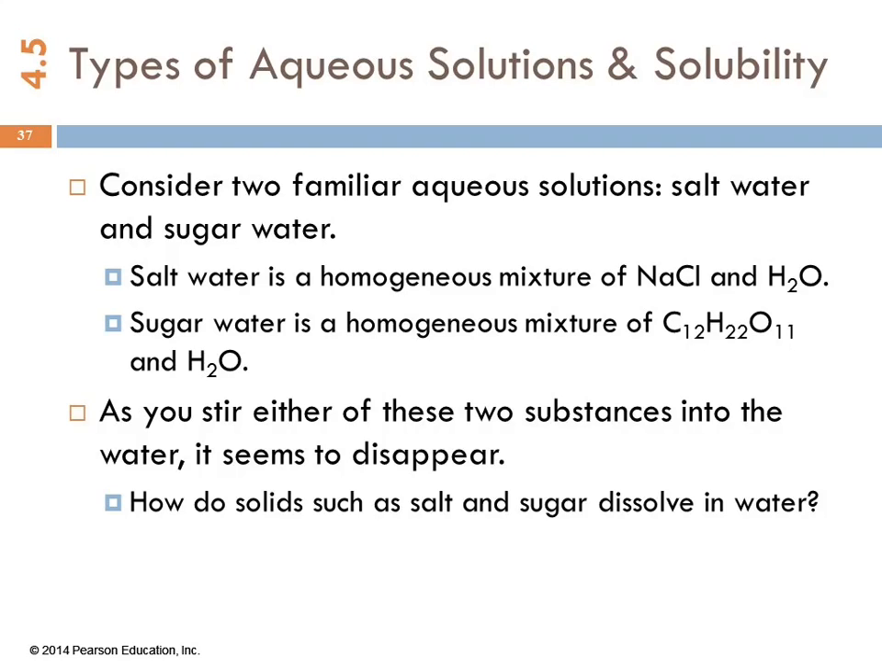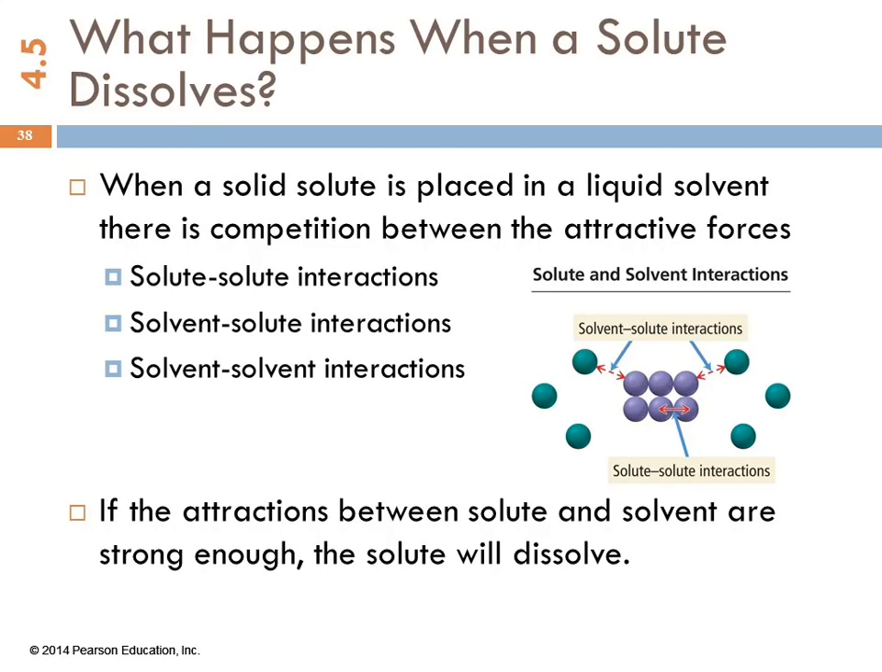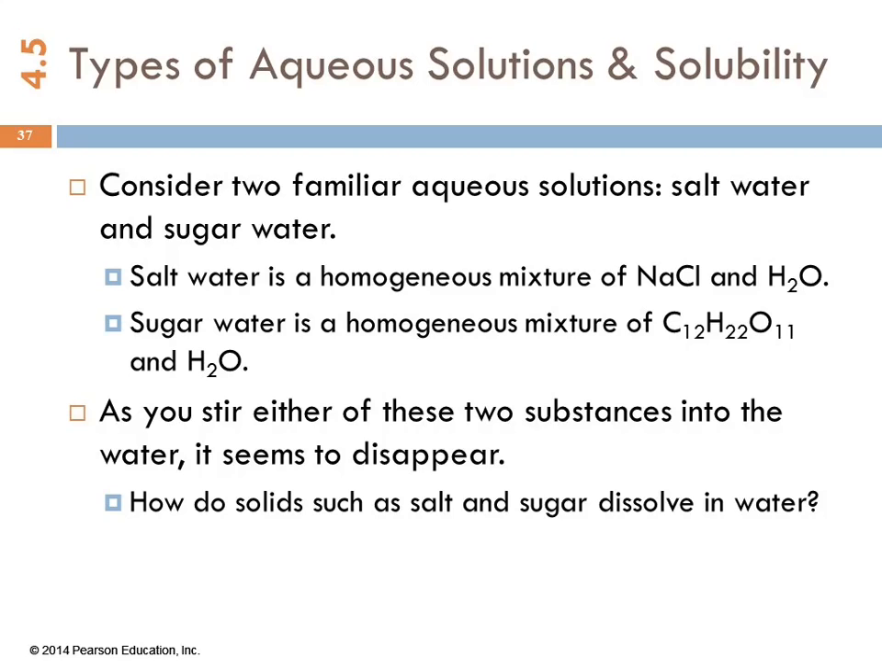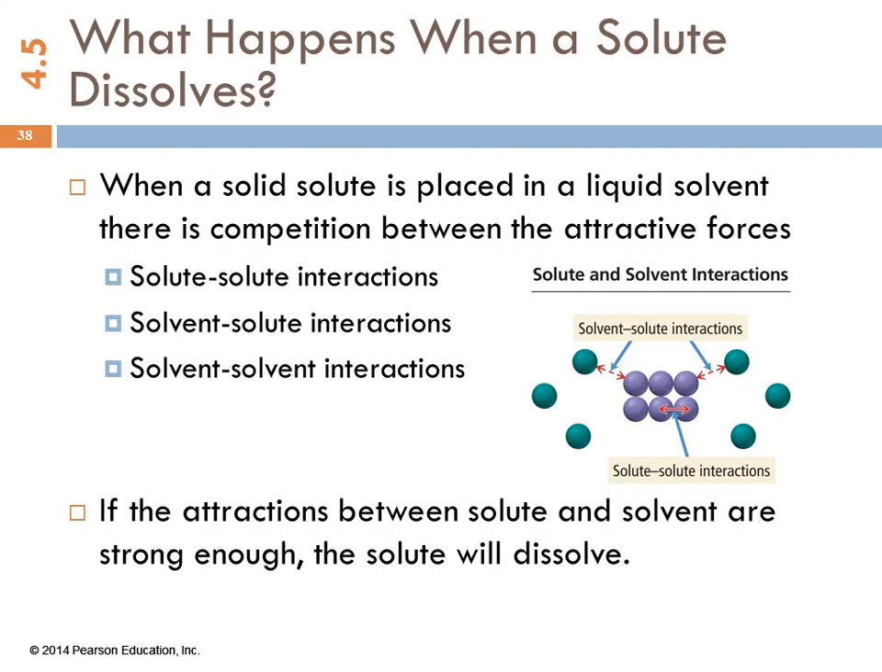But what happens when these salts dissolve in water? Not salts, one of them's a salt. What happens when these solids dissolve in water? Well, when a solid is put into a liquid, and by solute we mean the substance that is dissolved in the liquid. Solvent is the thing that the solute is dissolved in. We'll come back to that.